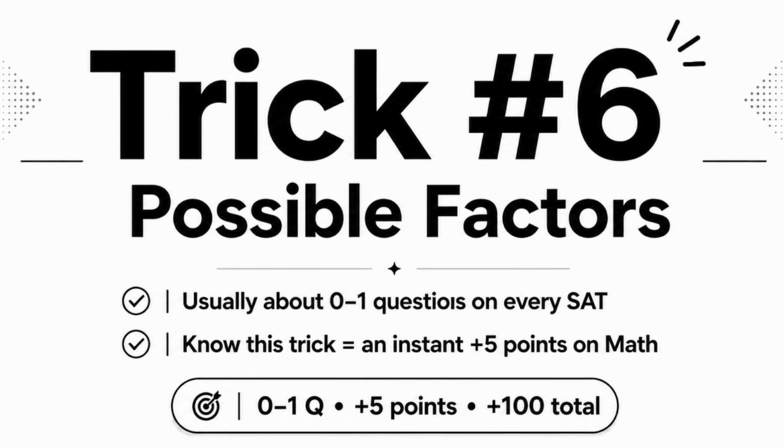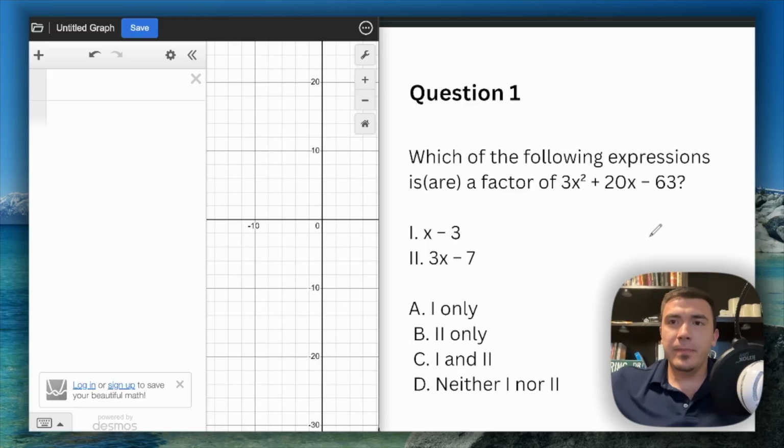Trick number 6 is on possible factors. These, again, are not that common, anywhere between 0 and 1 of these every single test. So this one will get you about an average of 5 extra points per test. So we are now at 100 extra points.